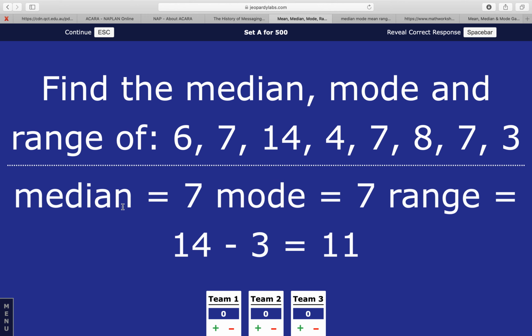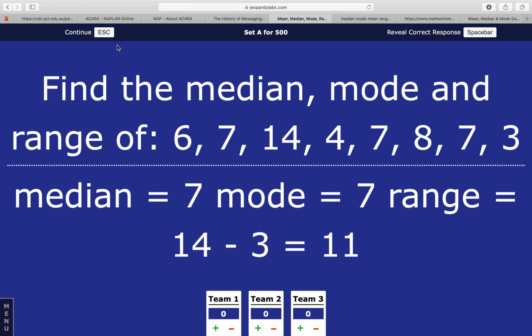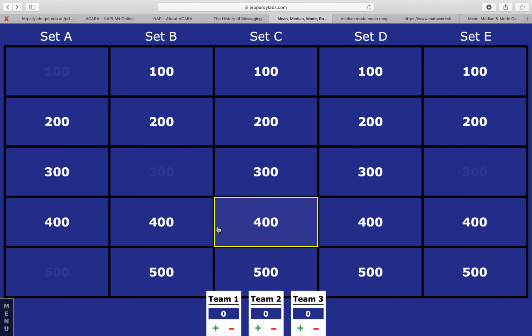So the median is 7. The mode is 7 as well, and the range is 14 minus 3. So 14 is the biggest number, 3 is the smallest, and we have 11. Okay, these are the answers. And now let's try a few more. Now I wonder if you want to try something maybe a little bit less difficult.